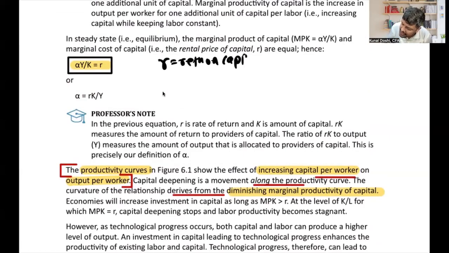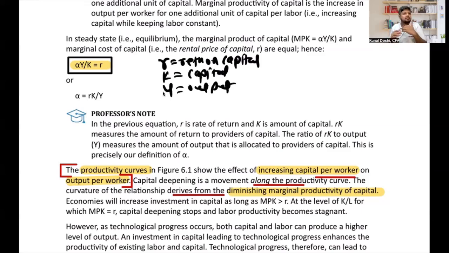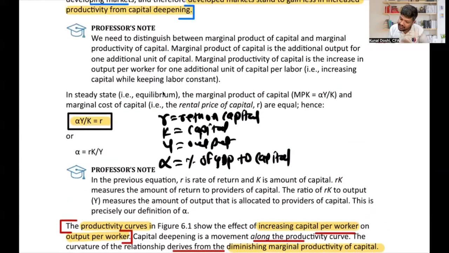For example, let's say the capital is in the form of debt. So that is the interest rate, isn't it? Correct? K is my capital, right? Y is my output. And alpha is the percentage of GDP share to capital, isn't it? Correct? Now, based on all this, there are two terms that we need to know.